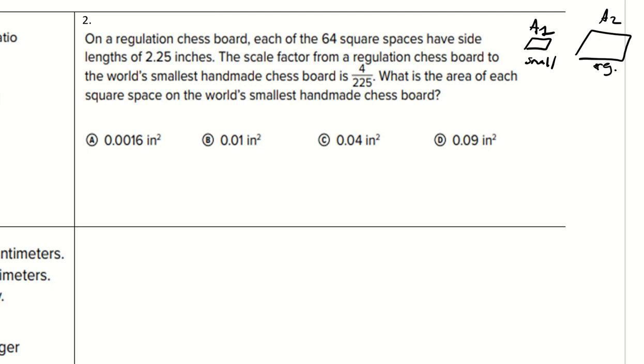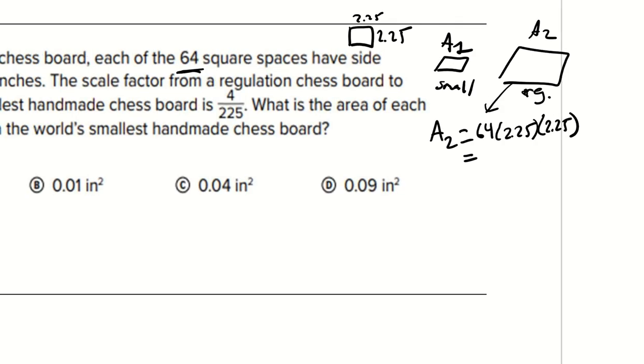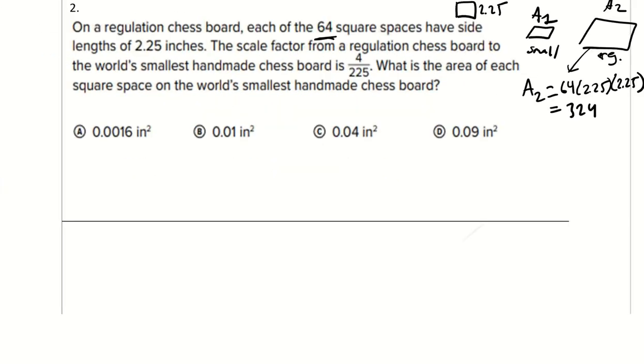Now we need to get A2, so let's do that first. To get the area of the regulation chessboard, you want to know that there are 64 square spaces and the lengths are 2.25 each. So remember, the area of a square is base times height. So we have 2.25 times 2.25, which is basically 2.25 squared. But we have 64 spaces, so we're going to multiply by 64. That will give you the area of the regulation chessboard. If we do that, we get 324 for the area. Okay, so that's the area of the big one.